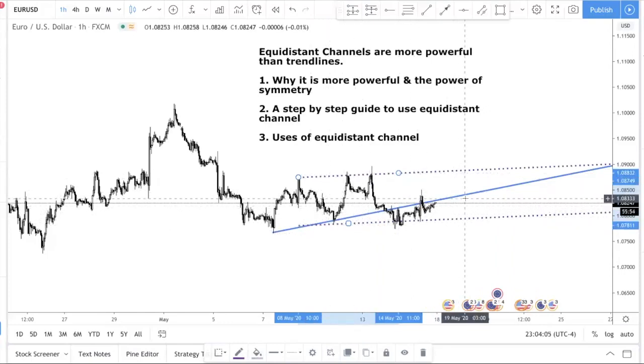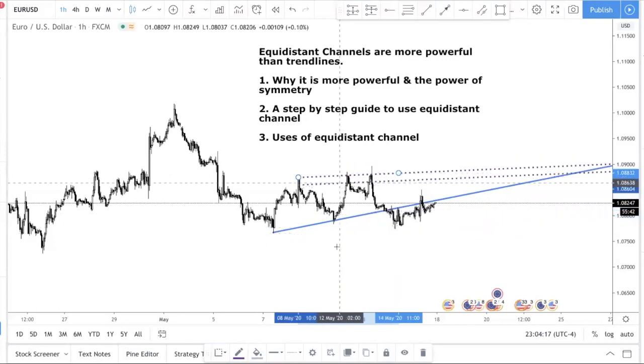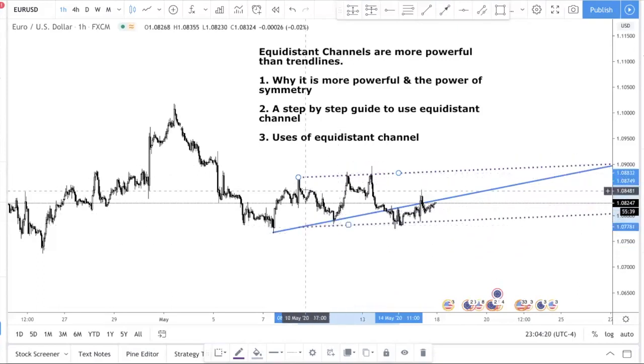If you do not really understand what equal distance channel is, it's basically you plot two swing highs or two swing lows, and then it allows you to shift up and shift down. So the distance between this point and this point is the same. The distance between this point to this point is the same, right? Hence the name equal distance channel.